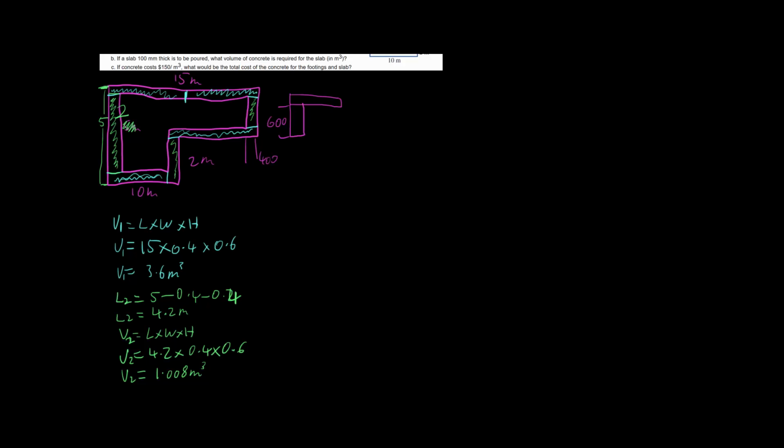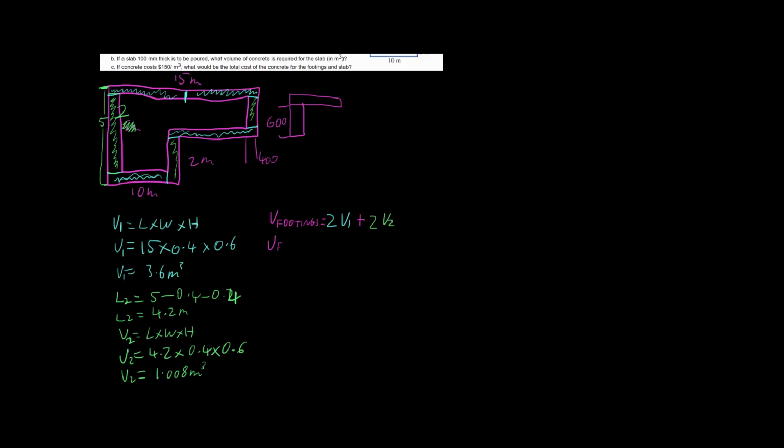Okay, now if we want to actually get the total volume of the footings, then it's just going to be 2 lots of this first section, because we have this one across the top and then these two put together being the same size. So we're going to have 2 lots of the first section, and then we're going to add on 2 lots of the second one, because remember we had this one and then these two, so we're going to have 2 lots of the second part.